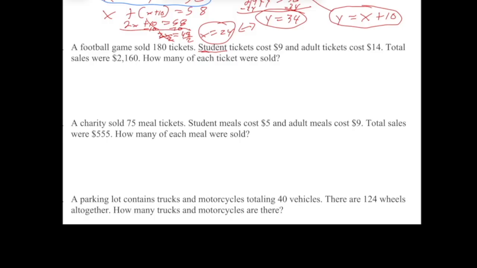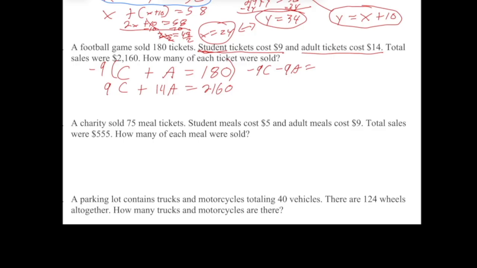All right, so a football game sold 180. We have our child and we have our adults, and all together we sold 180 tickets. The student tickets, the child tickets, were $9 each. The adult tickets were $14, and all together is $21.60. All right. So now, what do I want to do? I want to multiply the top by something, and I'm going to multiply it by a negative 9, which will give me a negative 9c minus 9a equals whatever 9 times 180 is.